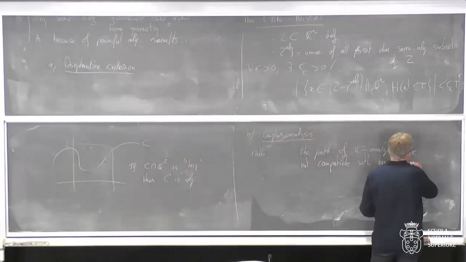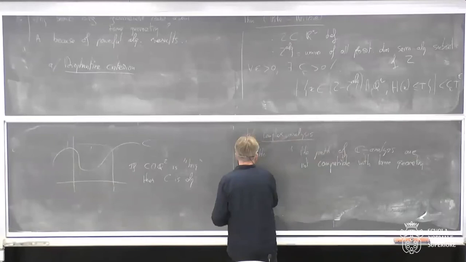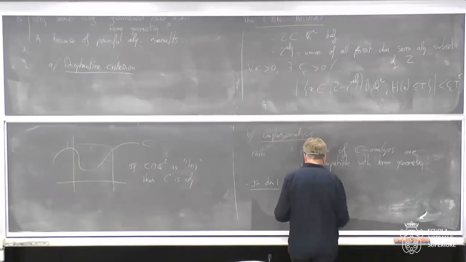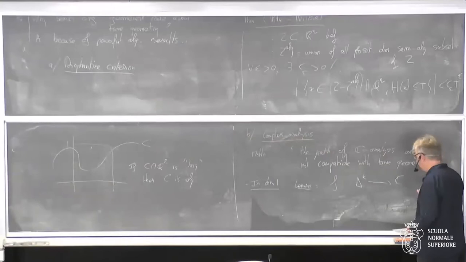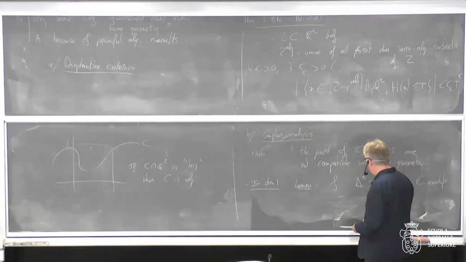So this is vague. Let me give an example, which is in dimension one. First example, as I said, are essential singularities. So let's look at the following lemma. Suppose you have a function from the punctured disk to C, C analytic. And now suppose that it is not only C analytic. Of course, if you are in such a setting, you can have an essential singularity at zero.